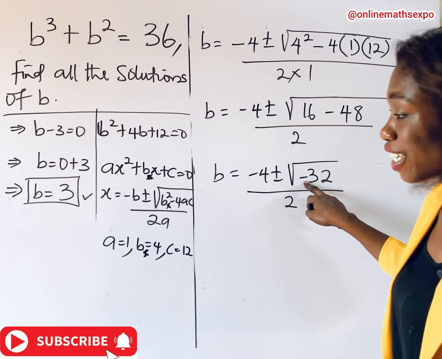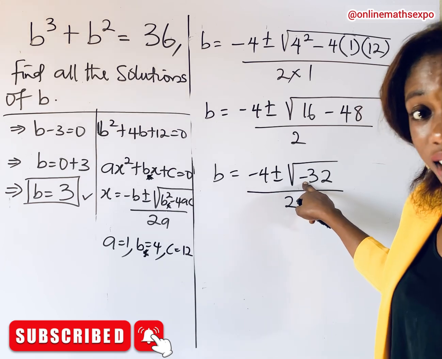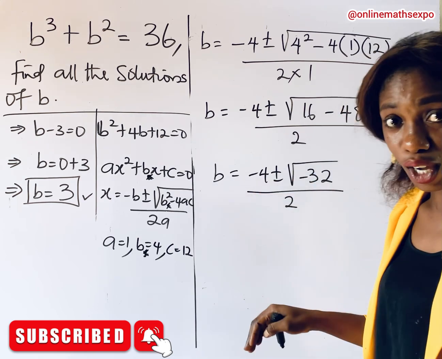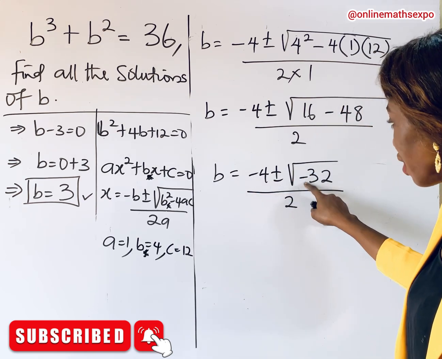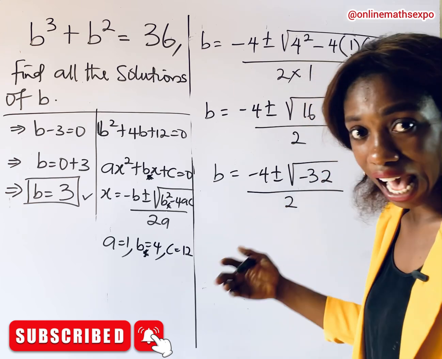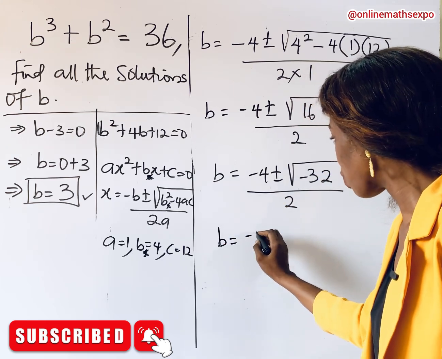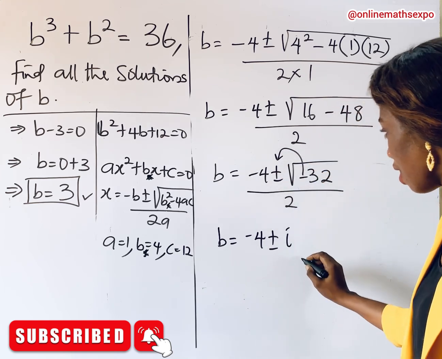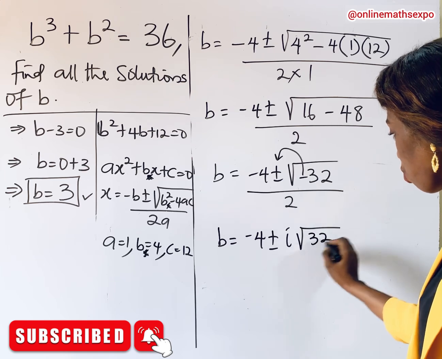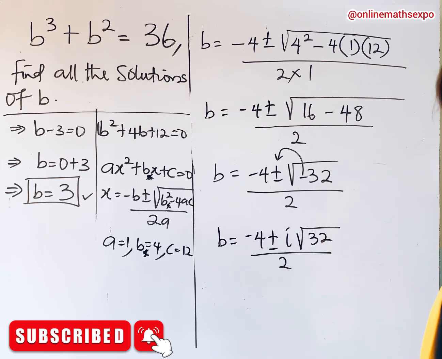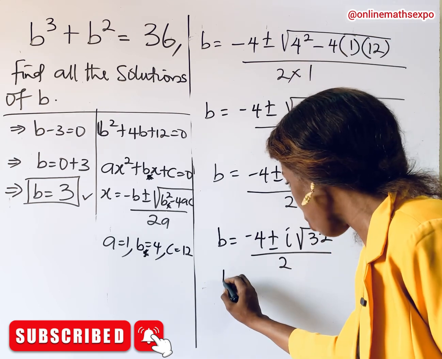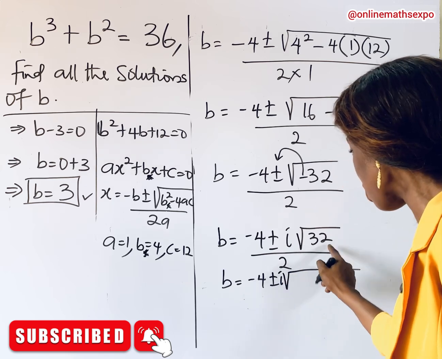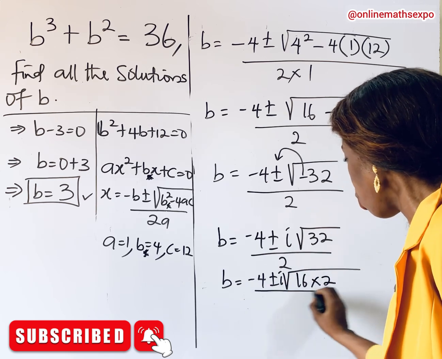Now you notice that there's a negative sign inside the square root. This has made it not real. It becomes imaginary, and that leads us to a complex root. So to remove the negative sign, you replace it with i. Okay, so we have b is equal to negative 4 plus or minus i times the square root of 32 all over 2. 32 has a perfect square in it, so b is negative 4 plus or minus i, then 32 is 16 times 2, all over 2.